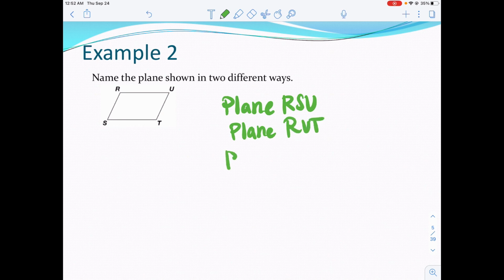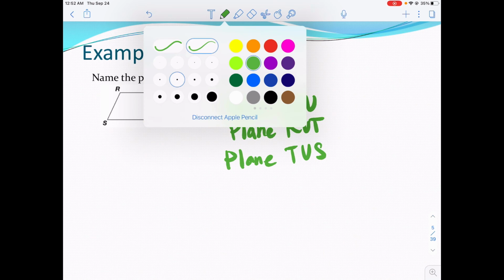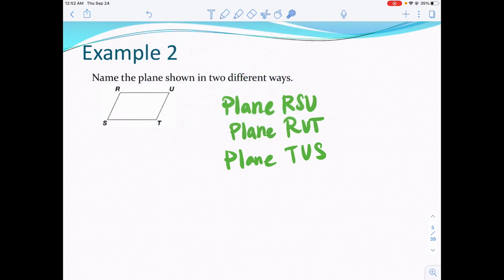I'll give you one more option. Plane TUS. Now it did say one single capital letter, and because these letters are all on the outside, I would allow you to use one of these. It doesn't matter which one. So we can actually call this also plane S.